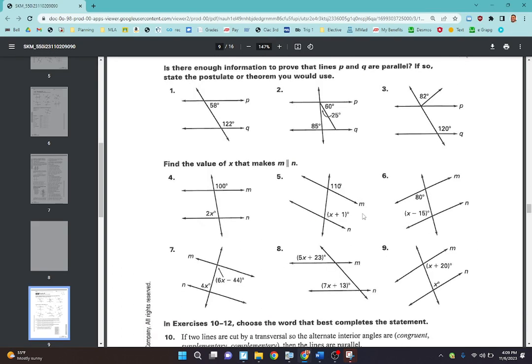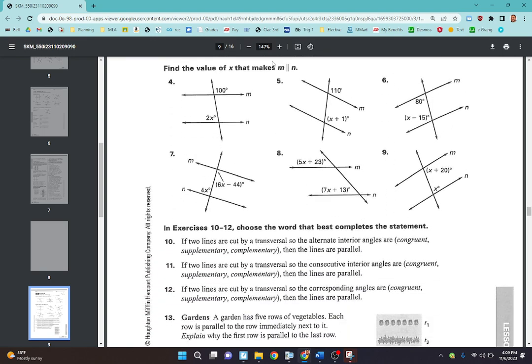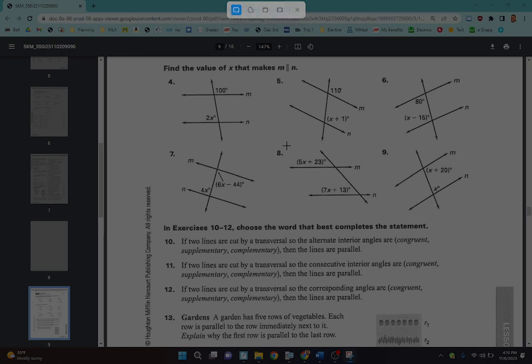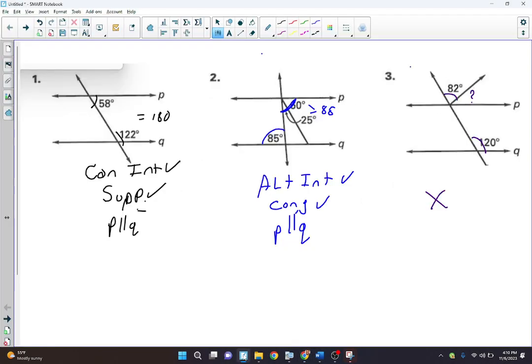All right. Any other question? Number 8. They are consecutive. No, not consecutive. They are corresponding. And then you set them equal to each other. Corresponding means congruent.